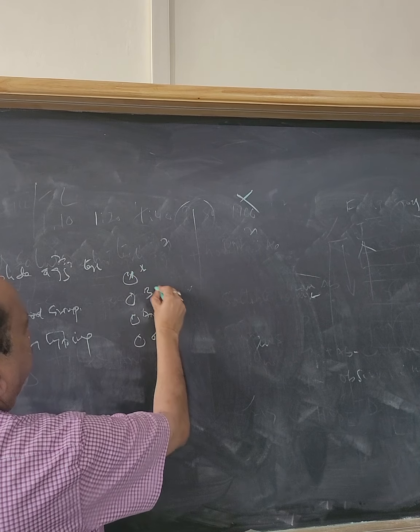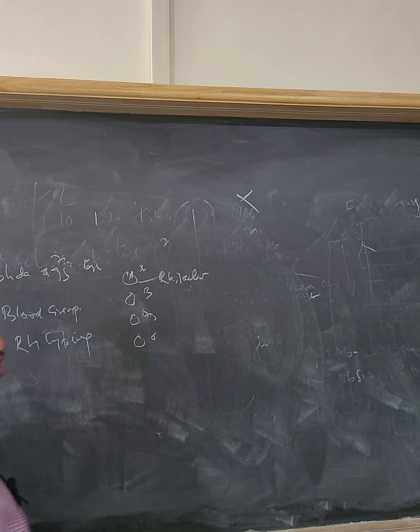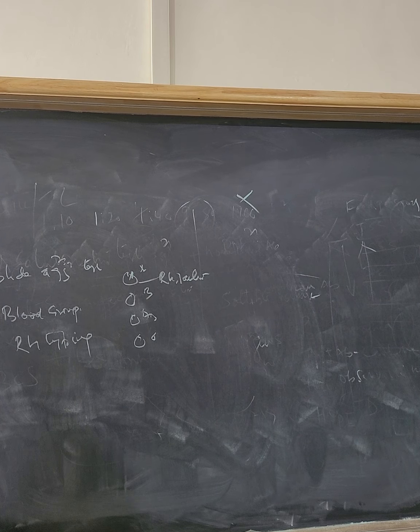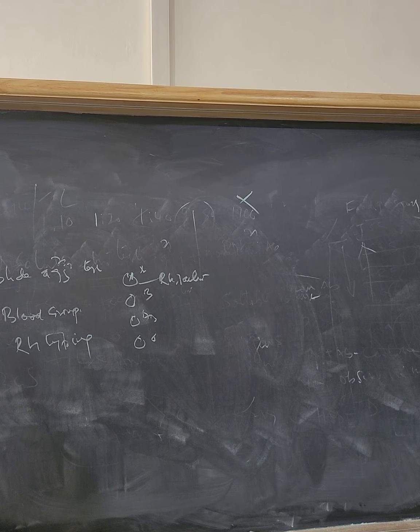And there is one more factor called the Rh factor, the rhesus factor. This factor was found earlier in the rhesus monkey species, that's why it's called the rhesus factor. Blood grouping and Rh typing is done by the slide agglutination test.